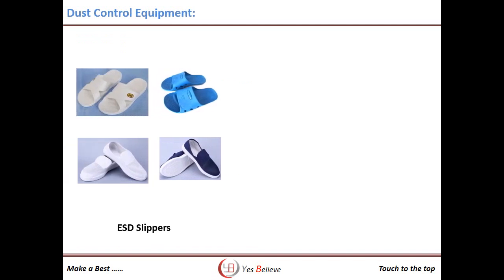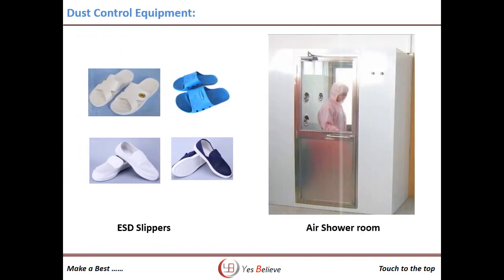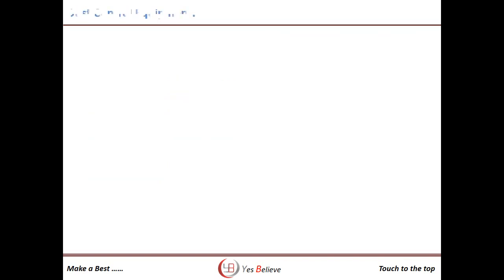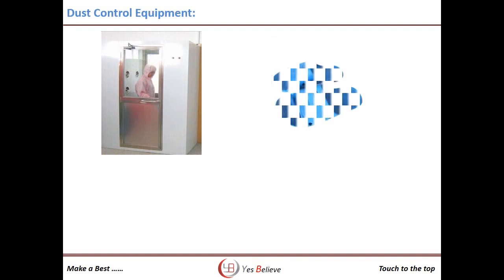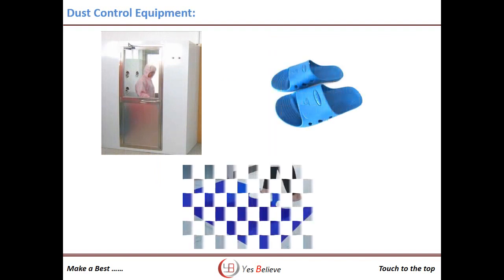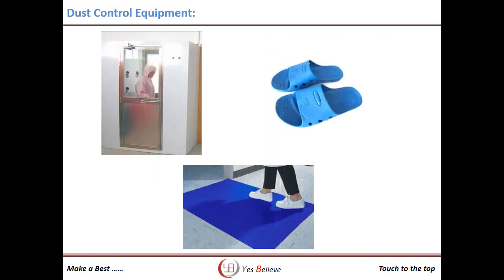The dust control equipment which is commonly used at the SMT shop floor is ESD slippers and the air shower room. But even though you are using all this dust control equipment, still dust enters the SMT shop floor. This is because of the wrong layout of the SMT entrance.